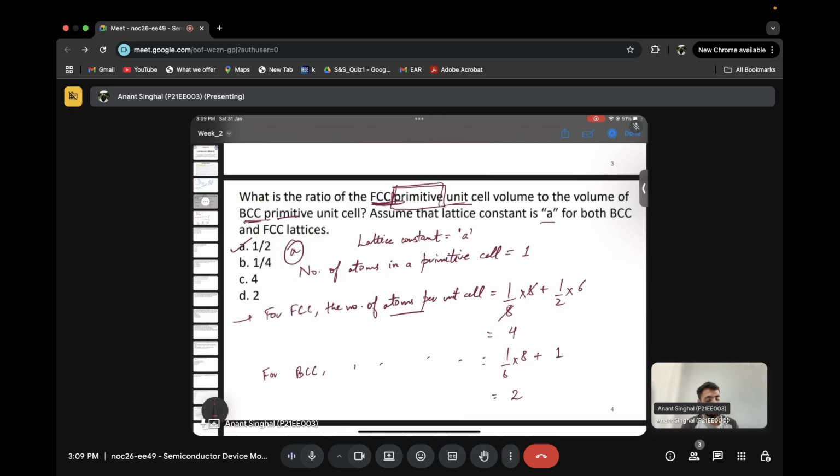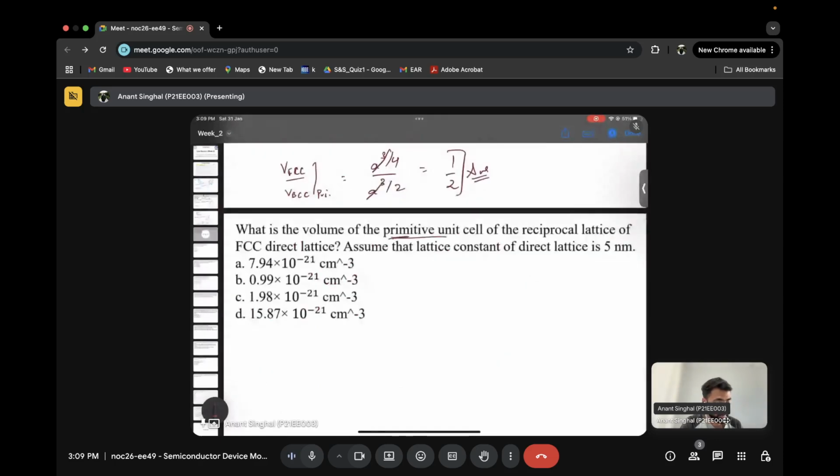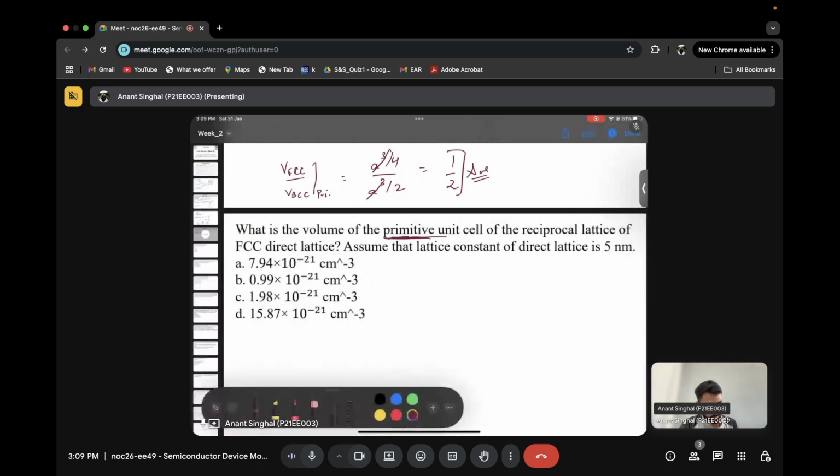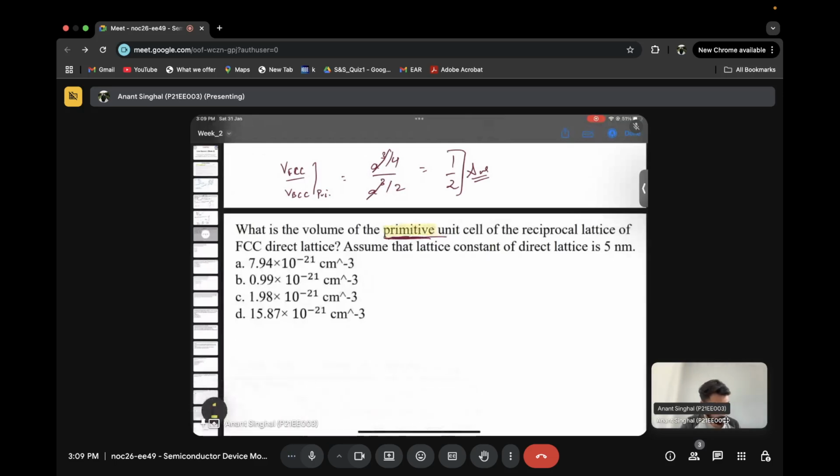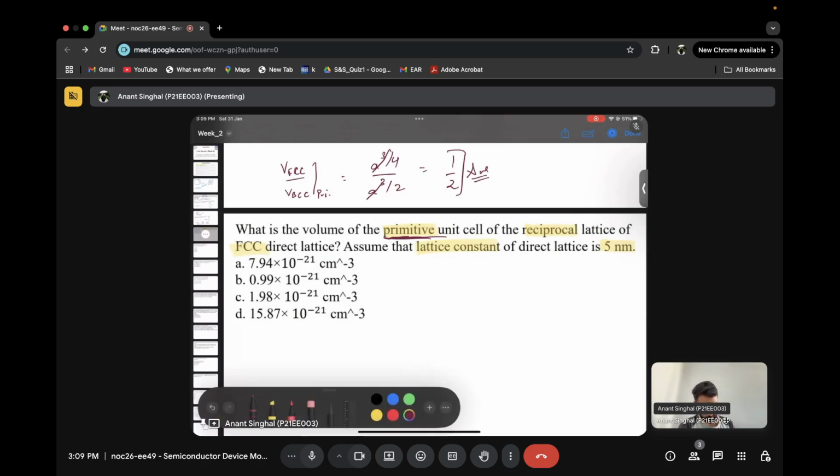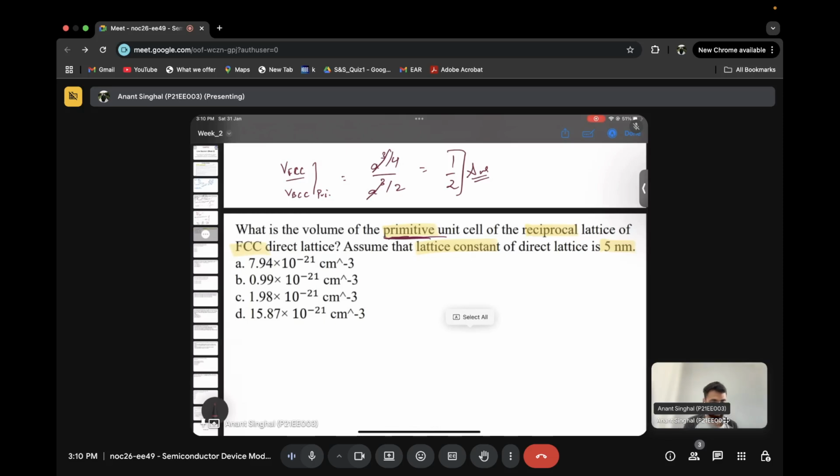So now the next problem says, what is the volume of the primitive cell? Primitive, again it is asking for primitive, so we need to be aware of the keywords. So one is primitive, then it is saying for the reciprocal now, and for FCC. And the lattice constant is also given as 5 nanometer. So we have a lot of information that is given in the problem itself.